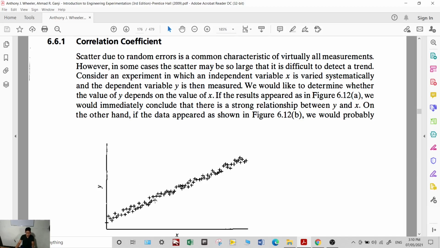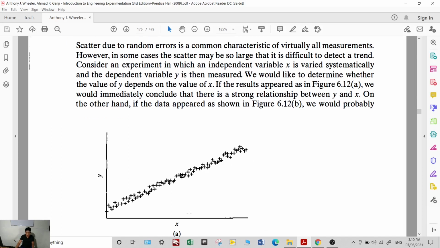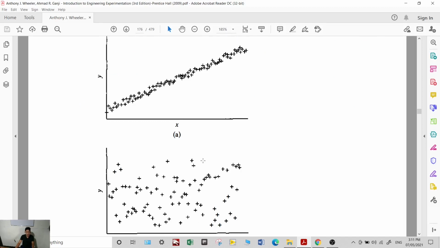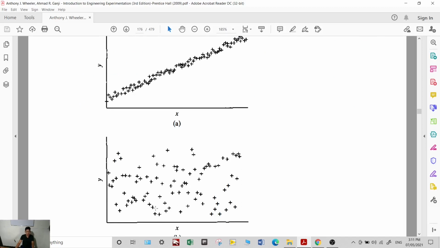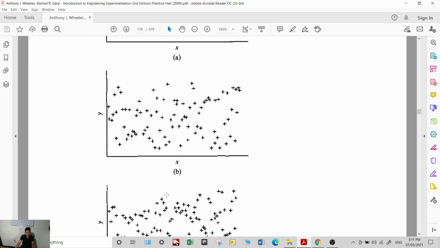In this example, you can clearly see that there is a strong, linear relationship between x and y. As x increases, the y value also increases. How about this one? Can we say that there's a relationship between x and y? Maybe we can conclude that there is no relation. The variables are just random. We cannot establish whether there is a relation between x and y. How about this one?